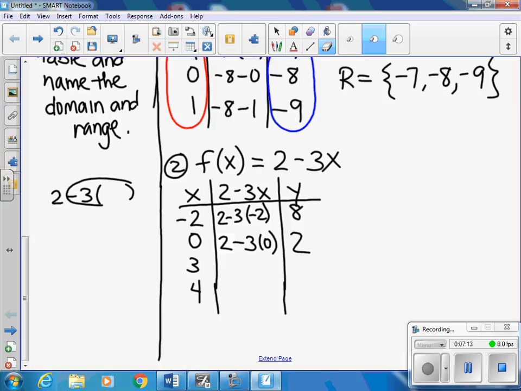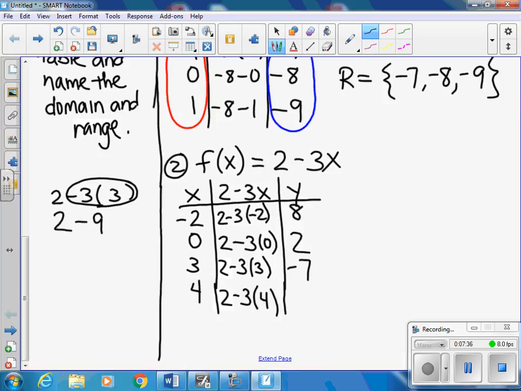So if I'm going to plug in 3, I've got 2 minus 3 times 3. Again, it's important to do the multiplication piece first, then go left to right. So -3 times 3 is -9. Put the 2 back in, and now you've got the problem 2 minus 9, which is going to make -7 happen. Then we'll do the same thing with 4. 2 minus 3 times 4. Once again, put the 4 right there. Do the multiplication first. -3 times 4 is -12. Put the 2 down. 2 minus 12 is going to give you -10.